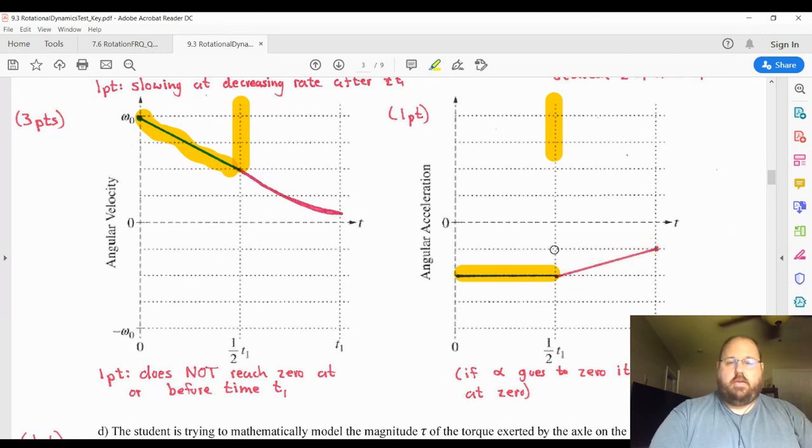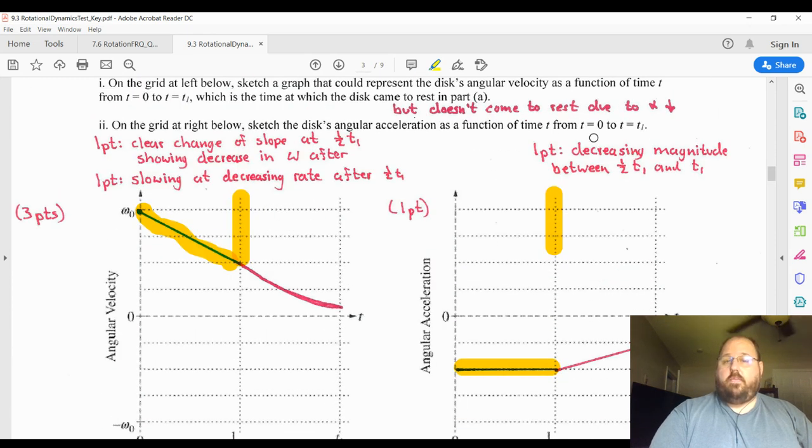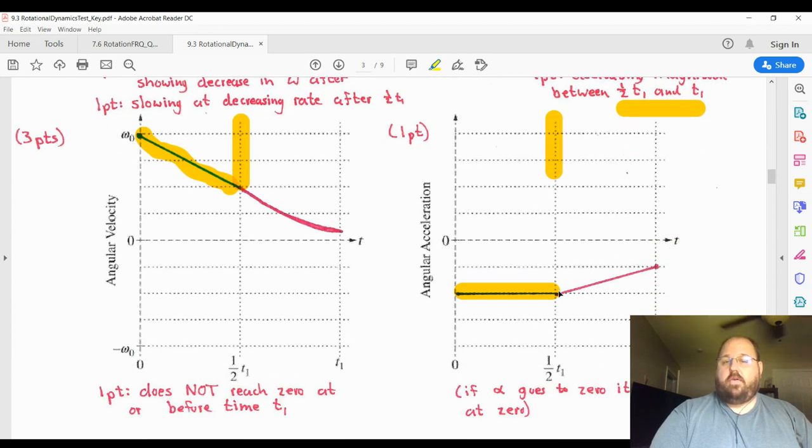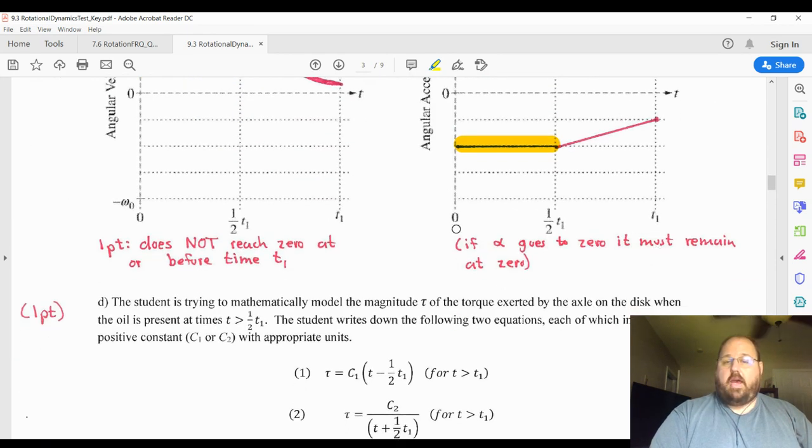What you should not do is have this thing go to 0 and then the acceleration all of a sudden start, like you make it so oily it starts to speed it up. That doesn't make any physical sense. So it should go towards 0 but not reach 0. Scoring on that is 1 point for decreasing the magnitude of the acceleration between 1/2 T1 and T1. Showing that I went from a flat line to a smaller acceleration after 1/2 T1 gets you the first point there. If you have your alpha go to 0, that's cool. It's just going to stay at 0.